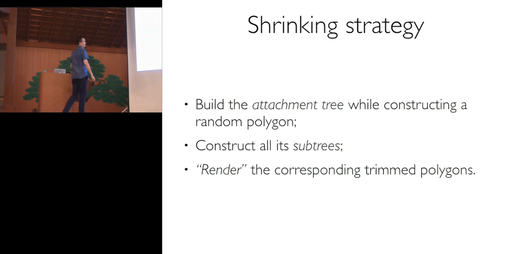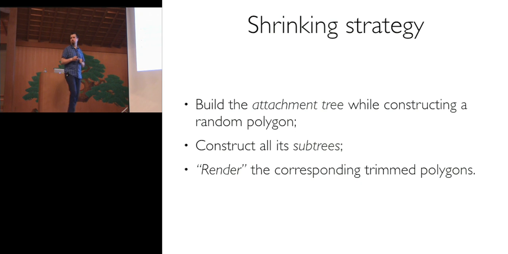First, we build the attachment tree at the same time as we are constructing the polygon, and we just store it with it as a composite data structure. Next, we construct all its subtrees with the edges reversed. And finally, we render all the corresponding trimmed polygons by traversing these subtrees from the root.